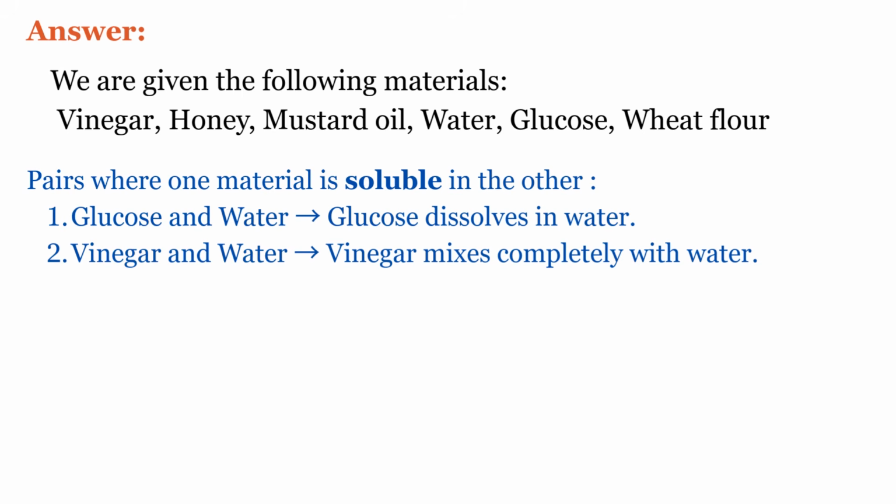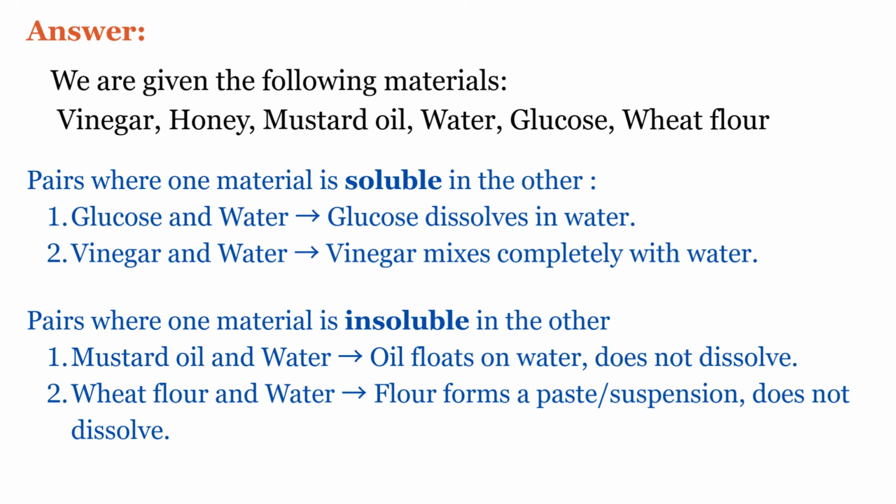So, pairs where one material is soluble in the other are glucose and water because glucose dissolves in water, vinegar and water because vinegar mixes completely with water, and pairs where one material is insoluble in the other are mustard oil and water and wheat flour and water.